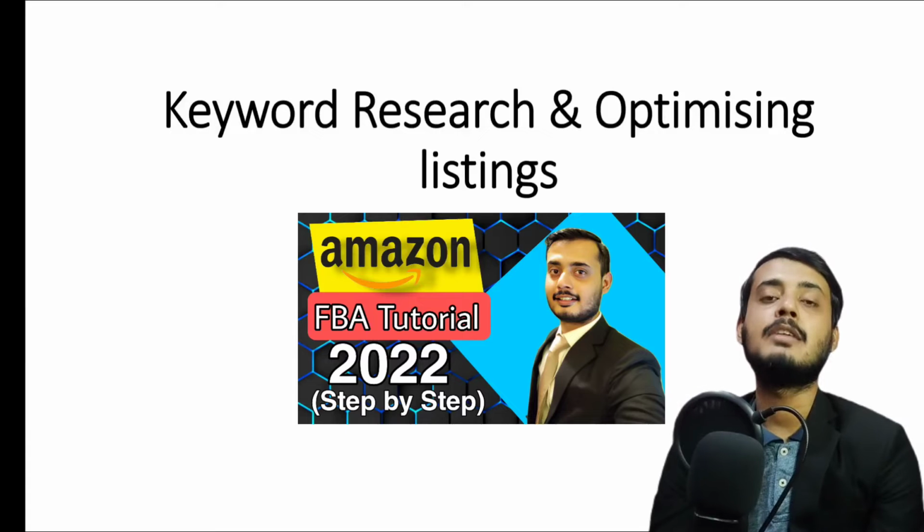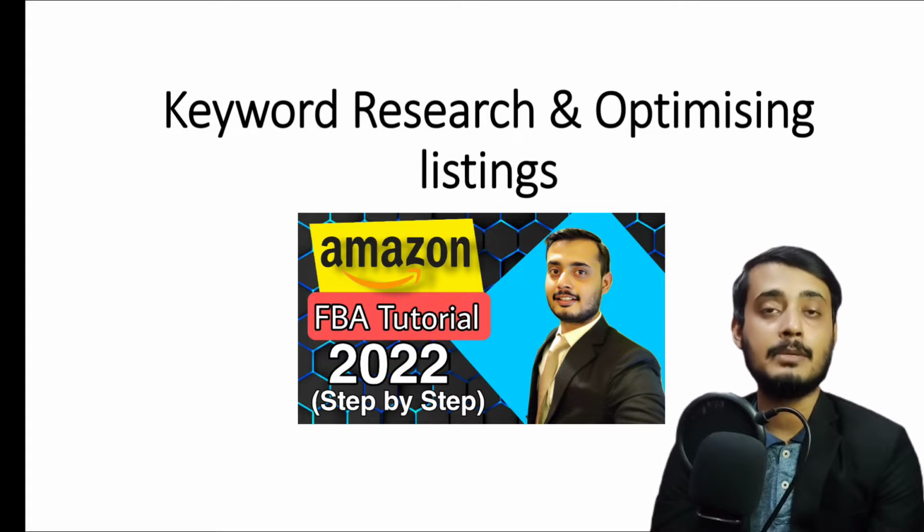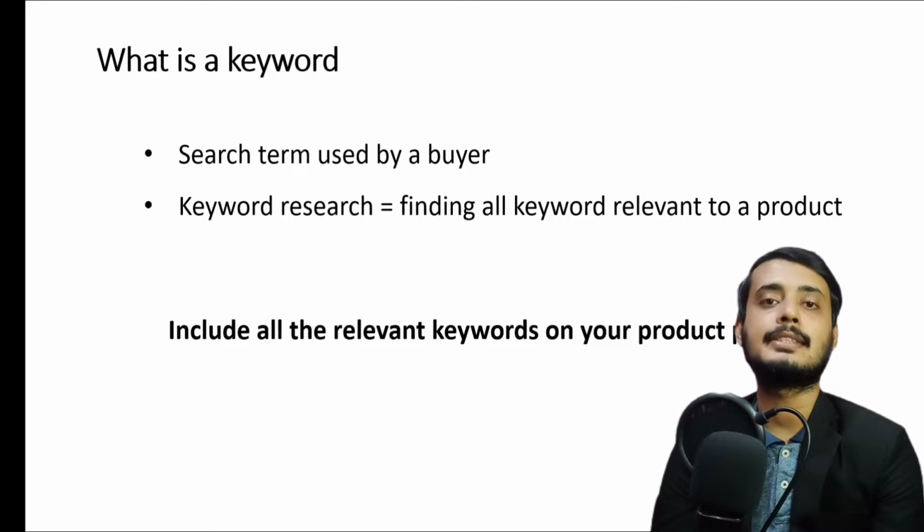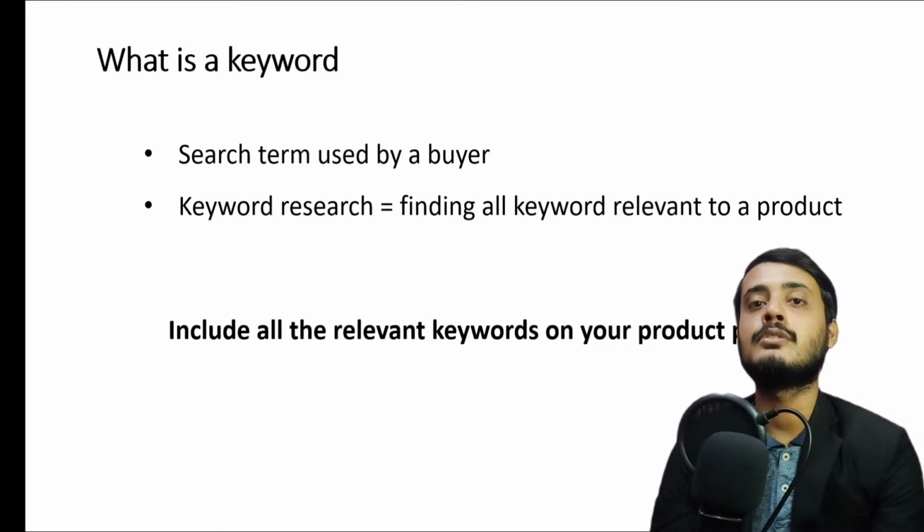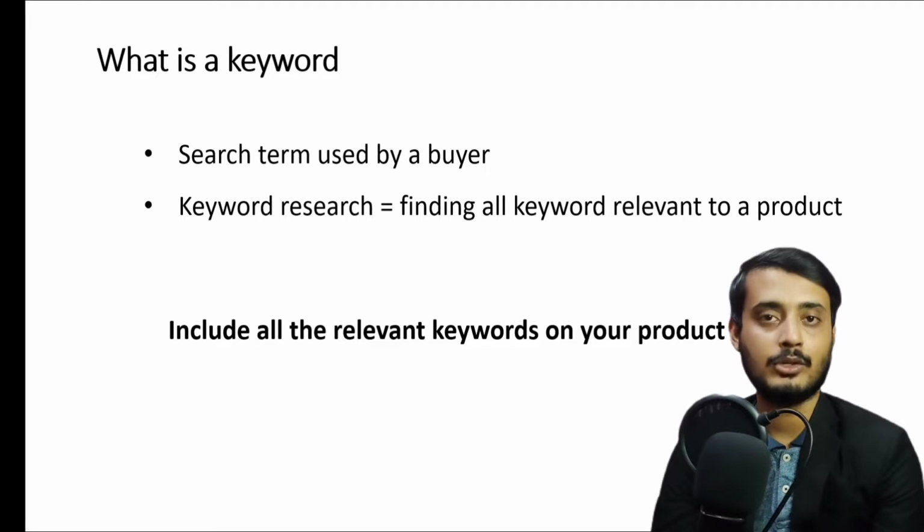In this video, I will be looking at how to create an optimized listing which does well in the Amazon search and how to decide on the keywords which you include in that listing. So what is a keyword? A keyword is quite simply the search term which is used by the buyer when they are trying to find products they want to buy on the Amazon site.